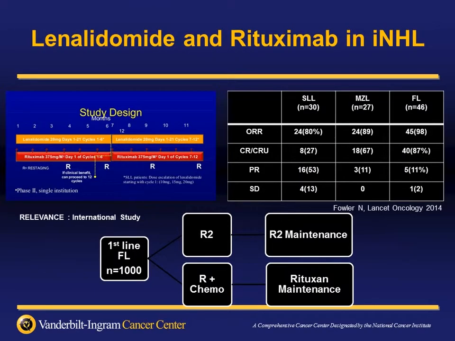So let's look at lenalidomide and rituximab in non-Hodgkin lymphoma. This is a trial across all the low-grade lymphomas, and it basically used lenalidomide and rituximab at induction, and then you could receive Rituxan and lenalidomide for maintenance for an entire year. The overall response rate across the board was 80% for small lymphocytic lymphoma, 89% for marginal zone lymphoma, and 98% for follicular lymphomas, with complete remission rates higher in the latter at 87% and less so in small lymphocytic lymphoma, as you might see in CLL. But the PR rate in SLL was good at 53%.